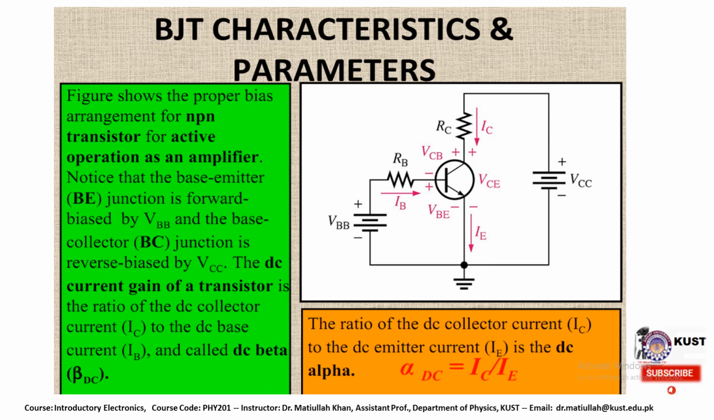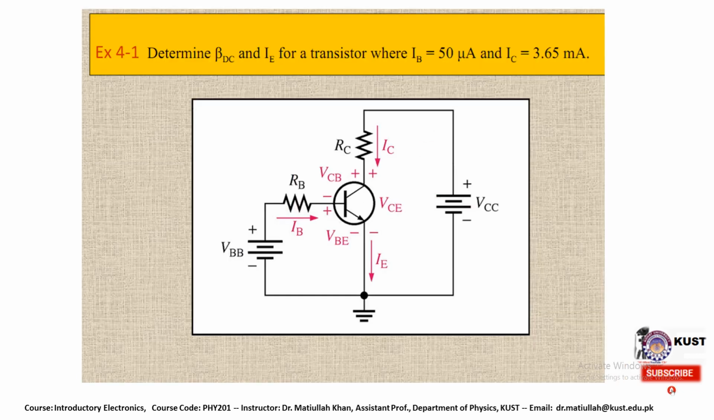The DC current gain of a transistor is the ratio of the DC collector current IC to the DC base current IB, and that is called the DC beta. We can find out this magnitude. Similarly, the ratio of the DC collector current to the DC emitter current is the DC alpha, and its magnitude could be written here.